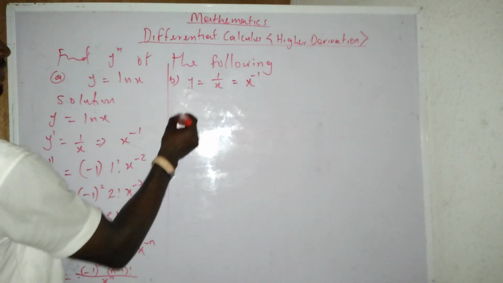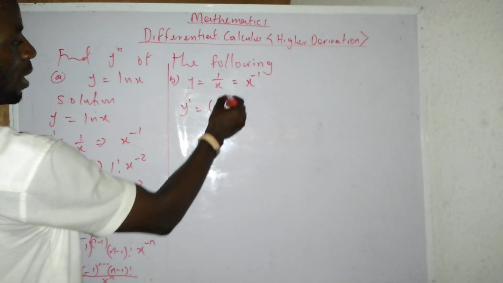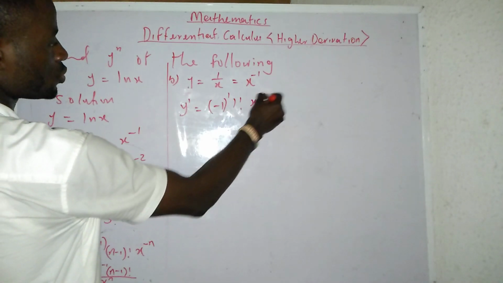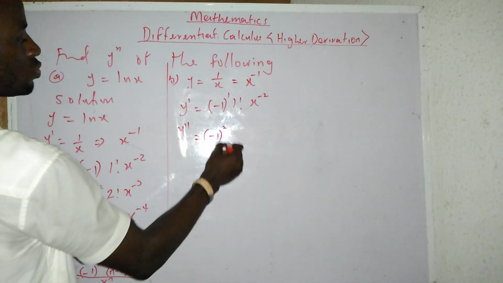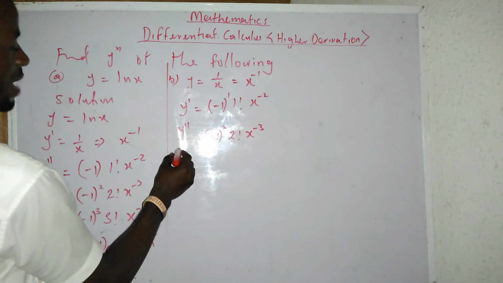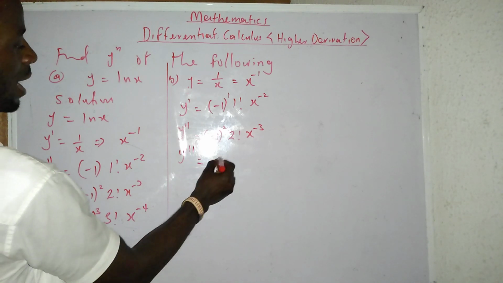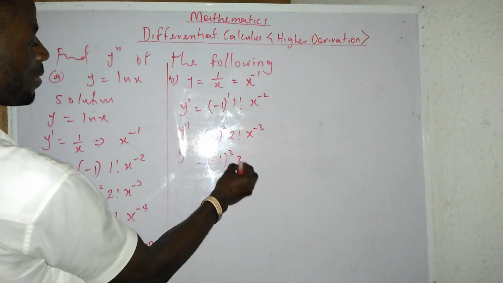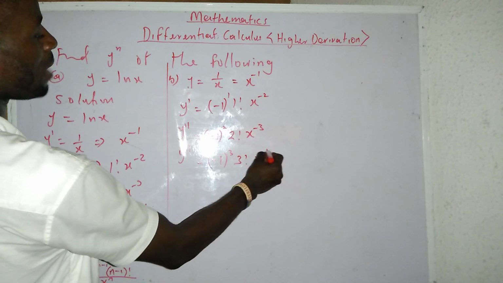If I have y prime, it will be what? Minus 1 raised to power 1, factorial, x raised to power minus 2. If I have the next derivative, it will be minus 1 raised to power 2 factorial, x raised to power minus 3. If I move on to the next one, it is minus 1 raised to power 3 factorial and x raised to power minus 4.